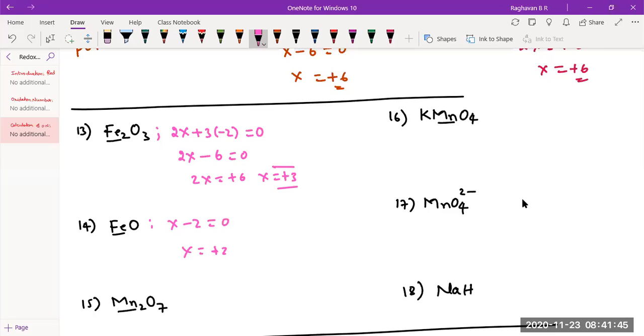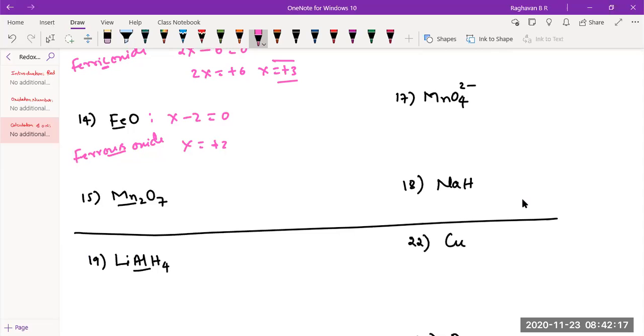Lower oxidation state should end as OUS in the name. Higher oxidation state should end as IC. So this is ferric oxide. This is ferrous oxide. Higher oxidation state compound must end as IC. Ferrous. OUS. Okay, no problem. What is the oxidation state of Mn2O7?